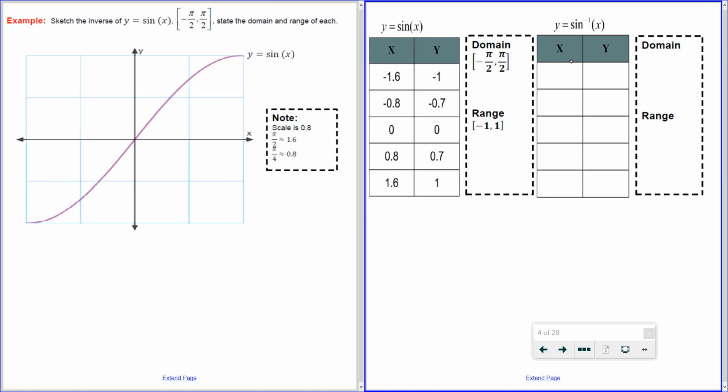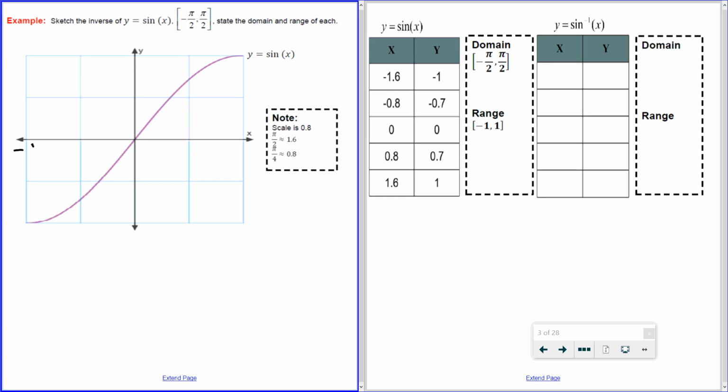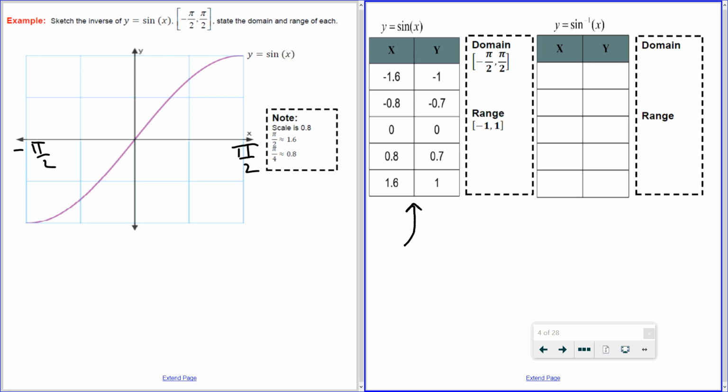Okay, so here is my graph of sine x, and I've restricted it from negative pi over 2 to positive pi over 2. Here is my graph and my table of values for sine x, and I'm doing this in radians. Now, instead of dealing with pi's over 2s and pi's over 3s, I'm going to deal with numbers to the 10th. These are all radians, just so I can visualize where everything is.